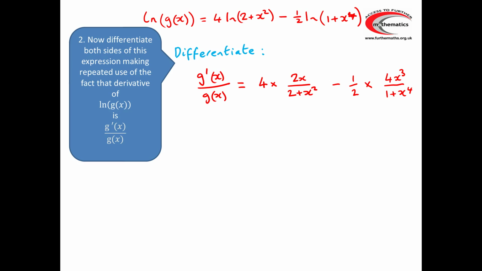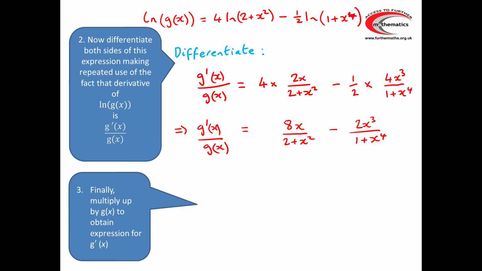So the result of differentiating is that we have g dash x divided by g of x is 4 times 2x over 2 plus x squared, take away a half of 4x cubed over 1 plus x to the 4, which can be tidied up slightly to give us 8x over 2 plus x squared, take away 2x cubed over 1 plus x to the 4. So we've got an expression for g dash x divided by g of x.